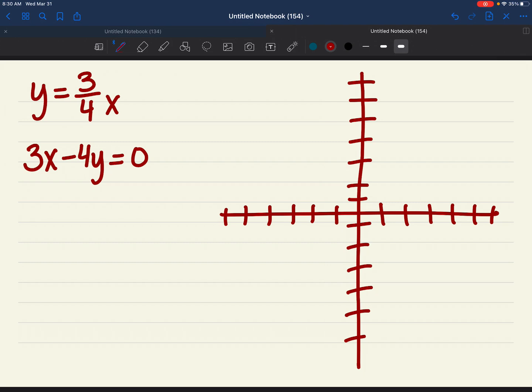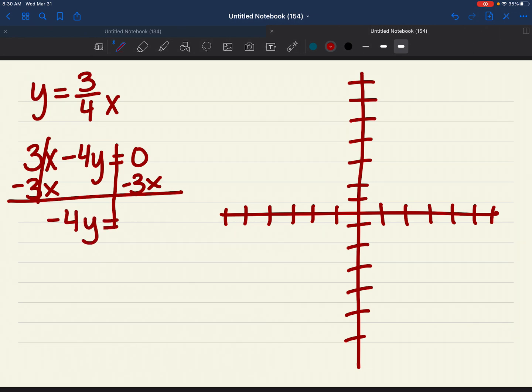Yes, slope-intercept form, right? Is my bottom equation in slope-intercept form? No. So like Brody said, we're going to move it into that form. So Brody said subtract 3x from both sides. Okay, what does that leave you with? Negative 4y equal to what? -3x.